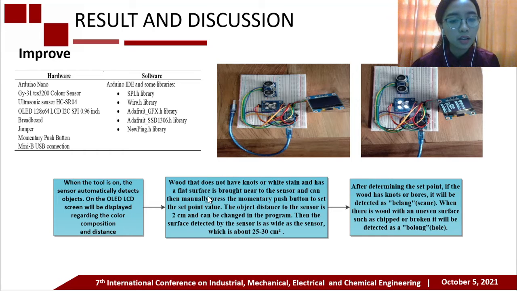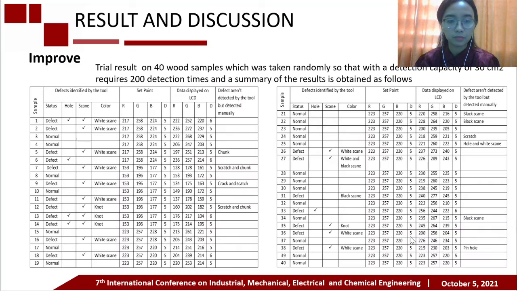And then wood that is not a good one is brought near to the sensor, and we can get a set point. The object distance to the sensor is 2 cm and can be changed in the program. Then the surface detected by the sensor is about 25 to 30 square centimeters. After determining the set point, if the next wood has a knot or bore, it will be detected as belang or skein or bolong, or hole.